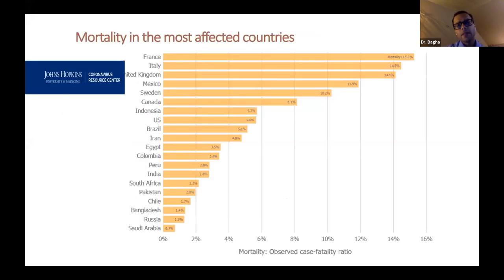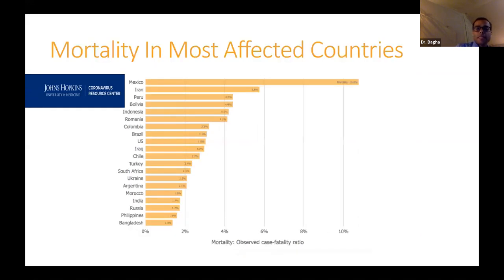This is an old slide of April and May, which was basically from Johns Hopkins University, which was looking at the case fatality ratios in the countries that were affected at that point in time. And we could see that in March and April, it was basically France and Italy, followed by the United Kingdom, that had the highest case fatality ratios. But now, if you look at the most recent data, this is yesterday's data from Johns Hopkins, we see that Mexico and Iran have the highest case fatality ratio.